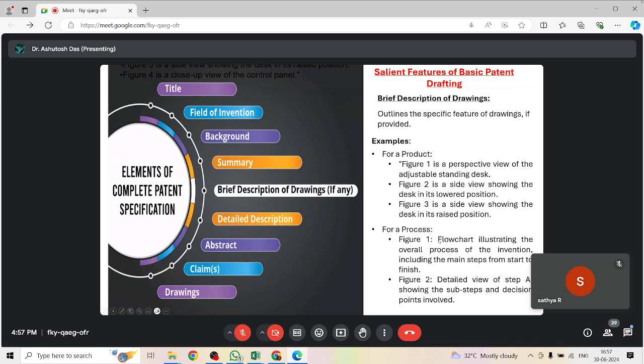For a process, Figure 1 is a flowchart illustrating the overall process of the invention, including the main steps, from start to finish. Figure 2 is a detailed view of the step, showing sub-steps. So the figures will be shown separately, but this is a list of the different figures.